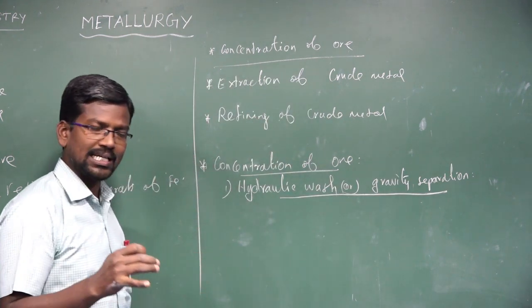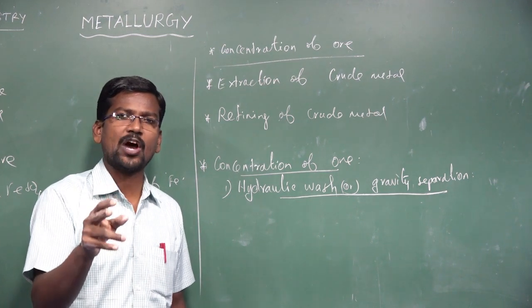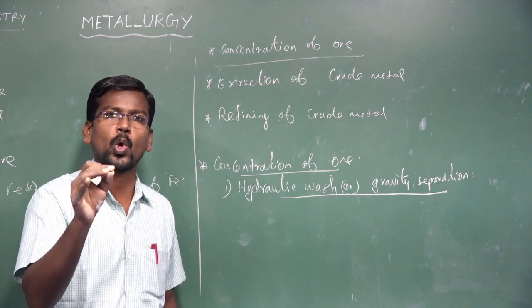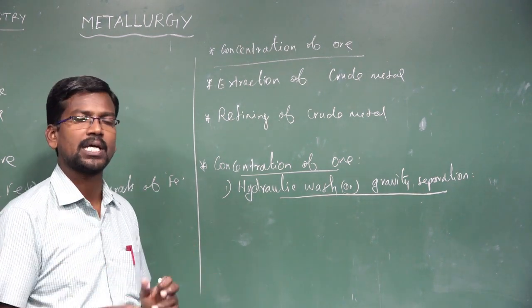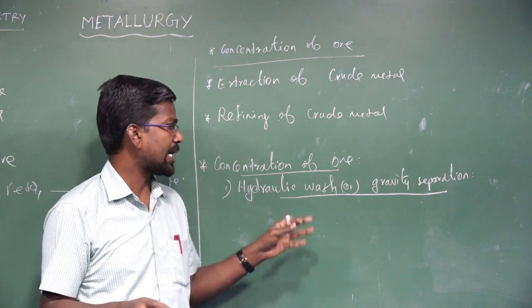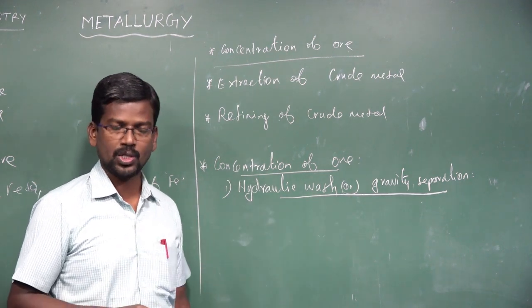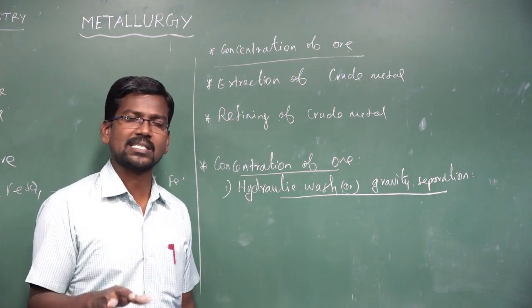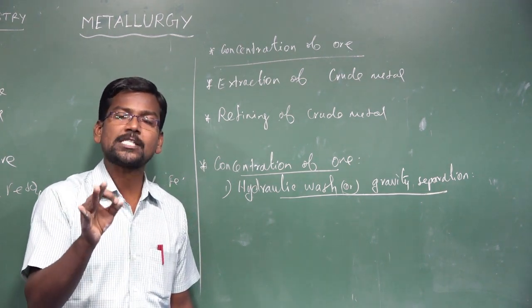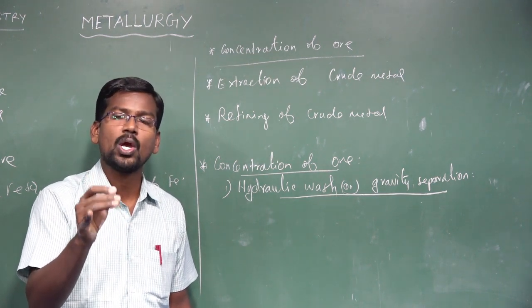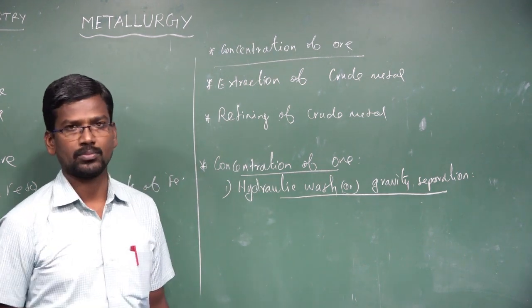The hydraulic wash or gravity separation method is specific for ore having high specific gravity, separated from the gangue having low specific gravity, using running water. It is a simple concept, the main principle of the hydraulic wash or gravity separation method.